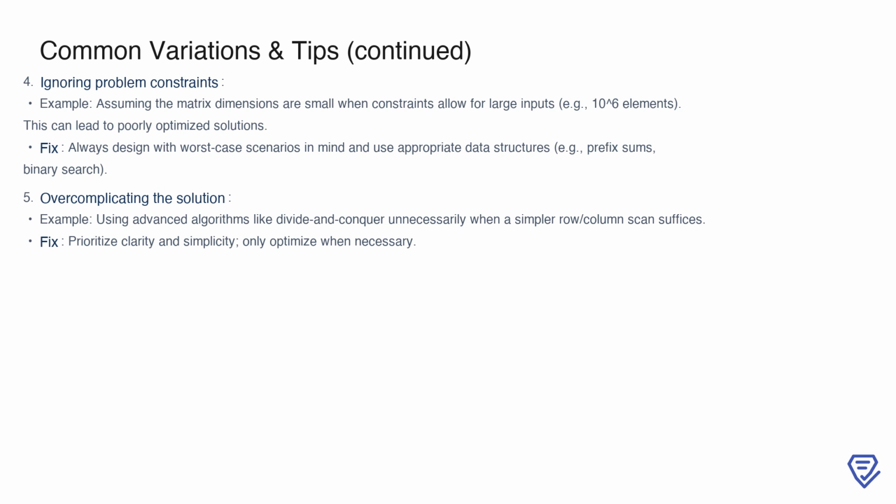Another issue is overcomplicating the solution. It's easy to get carried away with advanced techniques, like divide and conquer, when a straightforward row or column scan might suffice. Over-engineering can make your solution harder to implement and debug. Instead, prioritize simplicity and clarity in your approach, and only optimize further if the problem explicitly requires it.